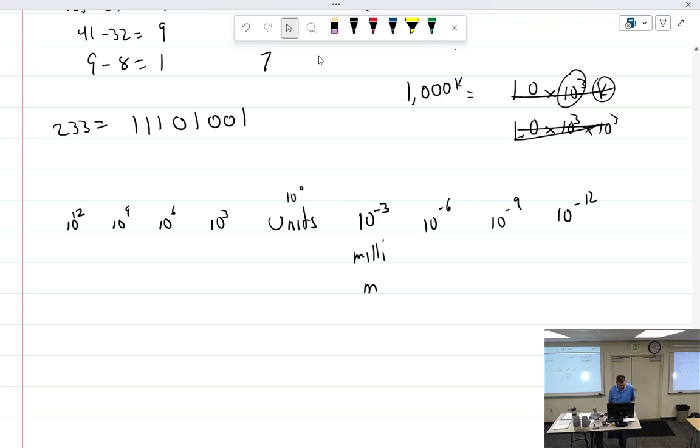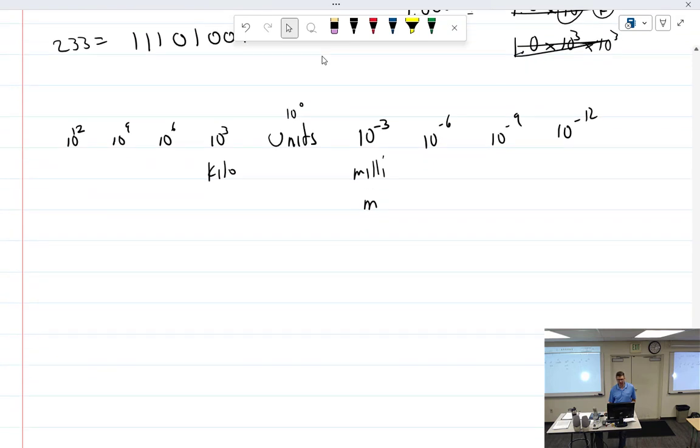All right, going this way, we have kilo. Kilo's this one, right? Yep. A lot of you guys know kilo. And what is my designator, my abbreviation? Lowercase k. Why is it lowercase? Capital K is Kelvin. All right, this one, times 10 to the 6th, is mega. Mega is a capital M.